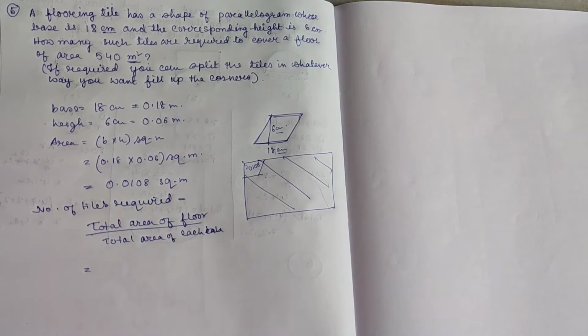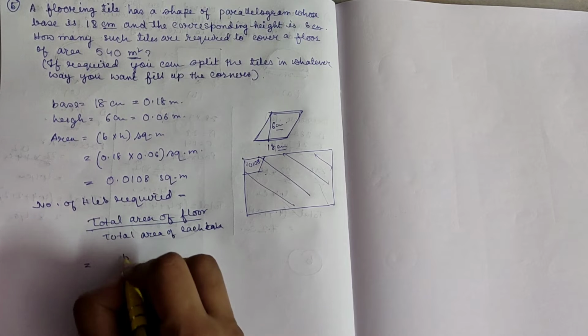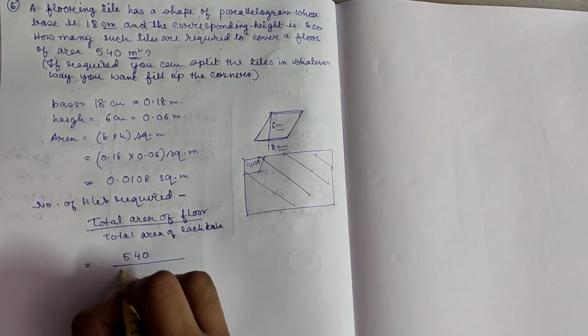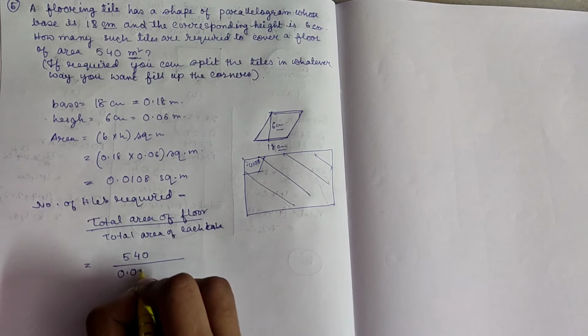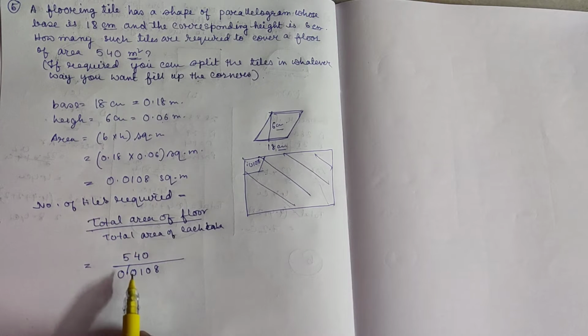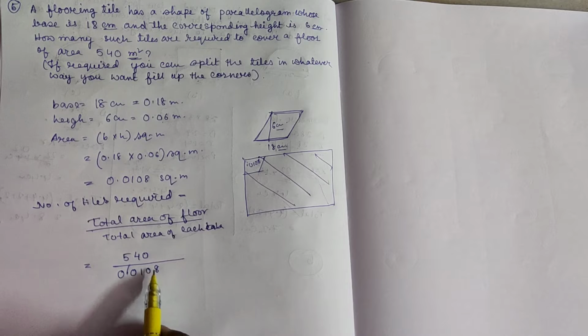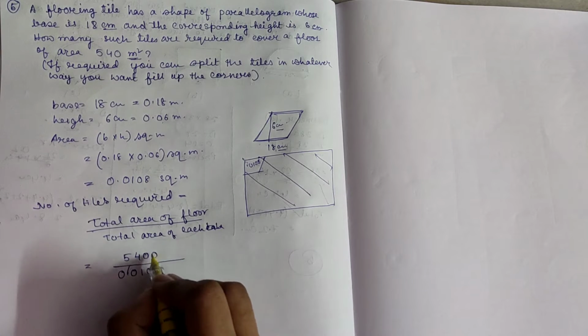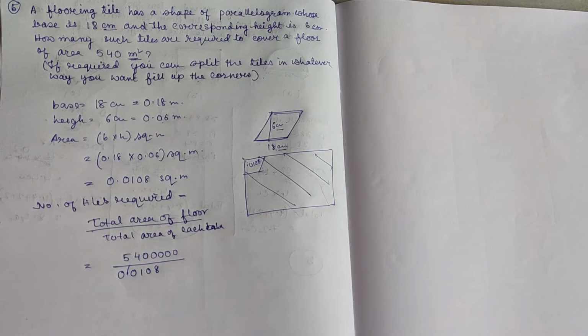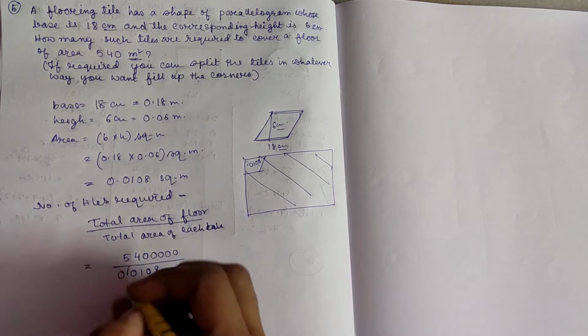So, the total area of the floor is given how much? 540 divided by 0.0108. To remove the point, after the point how many digits are there? 1, 2, 3, 4. I have to add 4 zeros. Now I have to see that 540, if I divide by 108, how much does it come to?